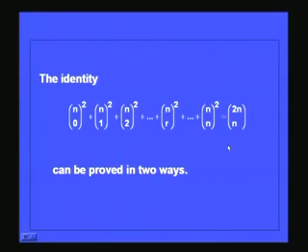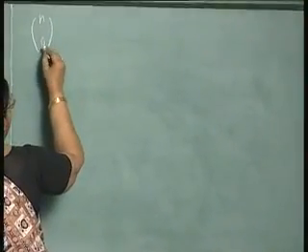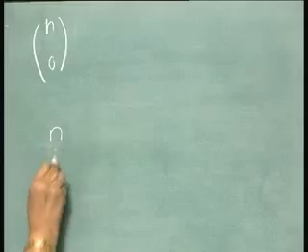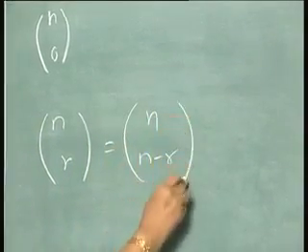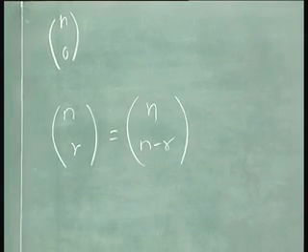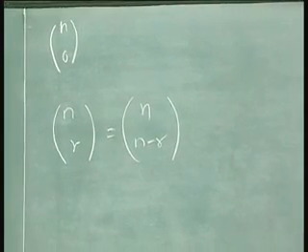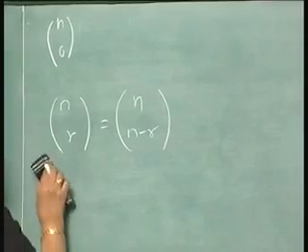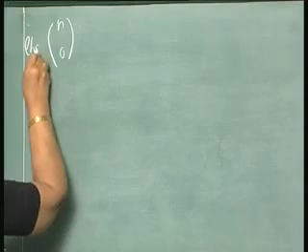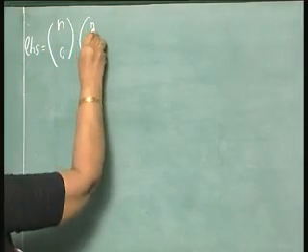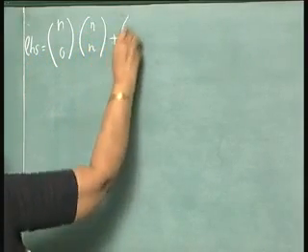Now the left hand side is nC0 whole squared, but you know that nCr is equal to nC(n minus r). The number of ways of choosing r objects out of n objects is the number of ways of leaving out n minus r objects out of n objects. So this identity we know. So making use of that, the left hand side will be equal to nC0 nCn plus nC1 nC(n minus 1) and so on, plus nCn nC0.